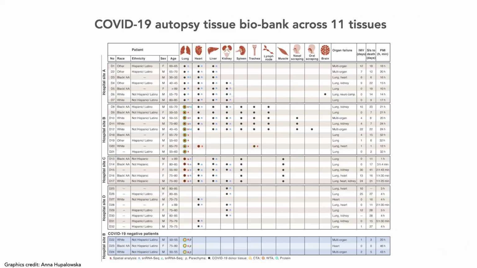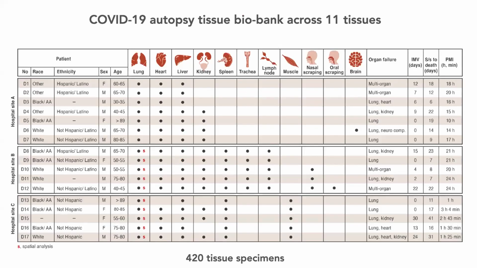In the end, we were able to collect samples from 32 donors across 4 hospital sites, and we were able to bank over 420 different tissue specimens. And this is the full sample metadata table that we provide in our paper, but I wanted to zoom in on a subset here just to illustrate some of the properties of the samples that we collected, because I think they're relevant to what I'll talk about next.